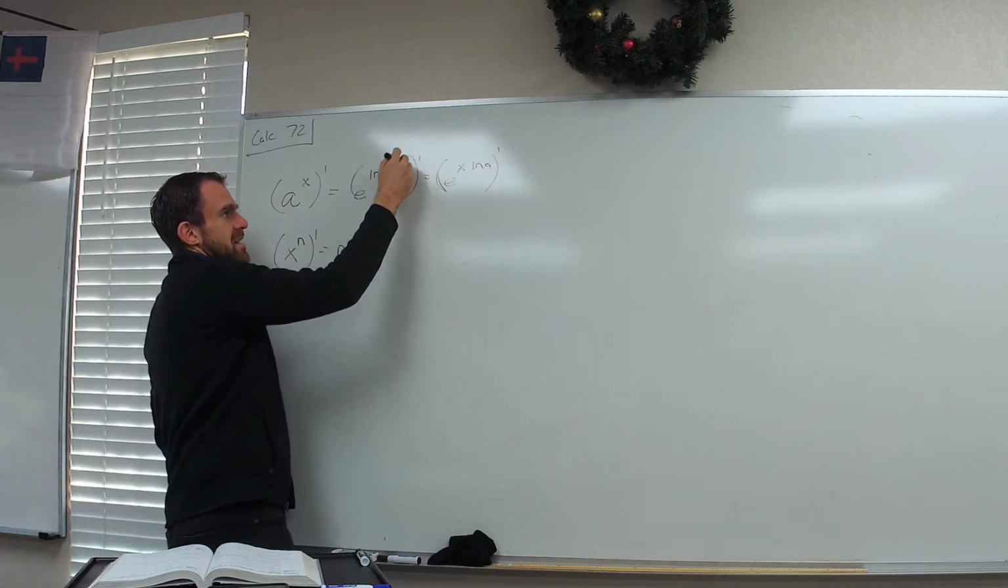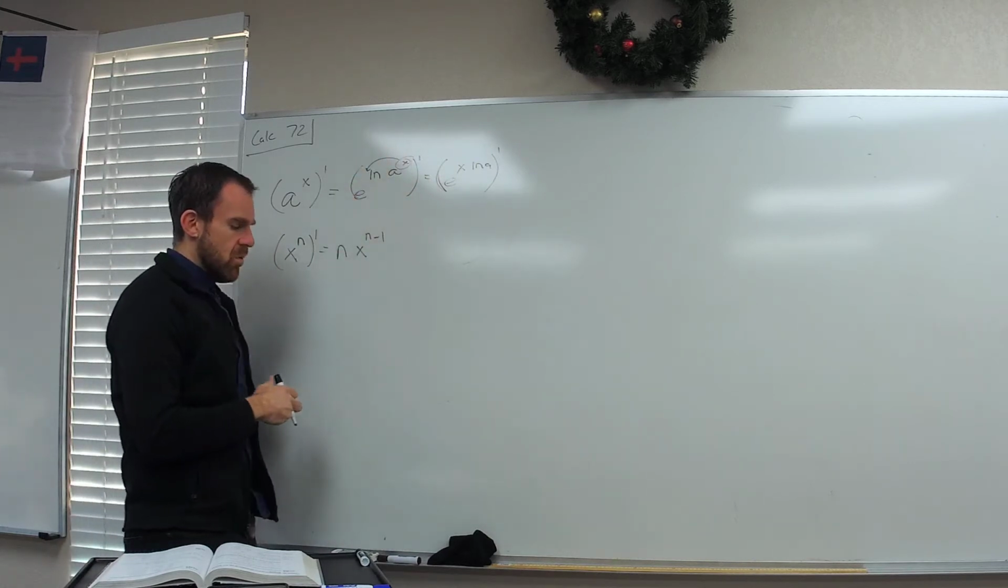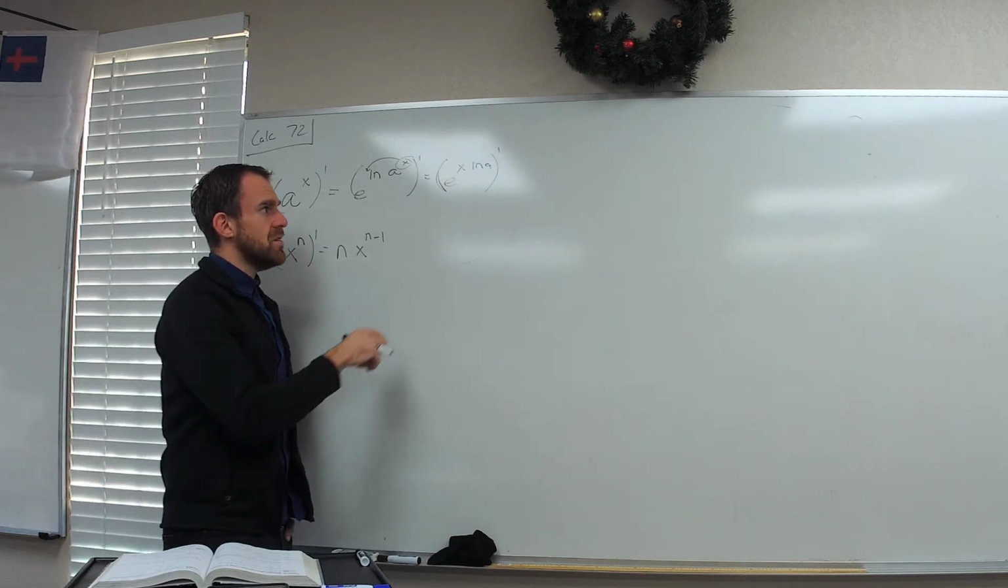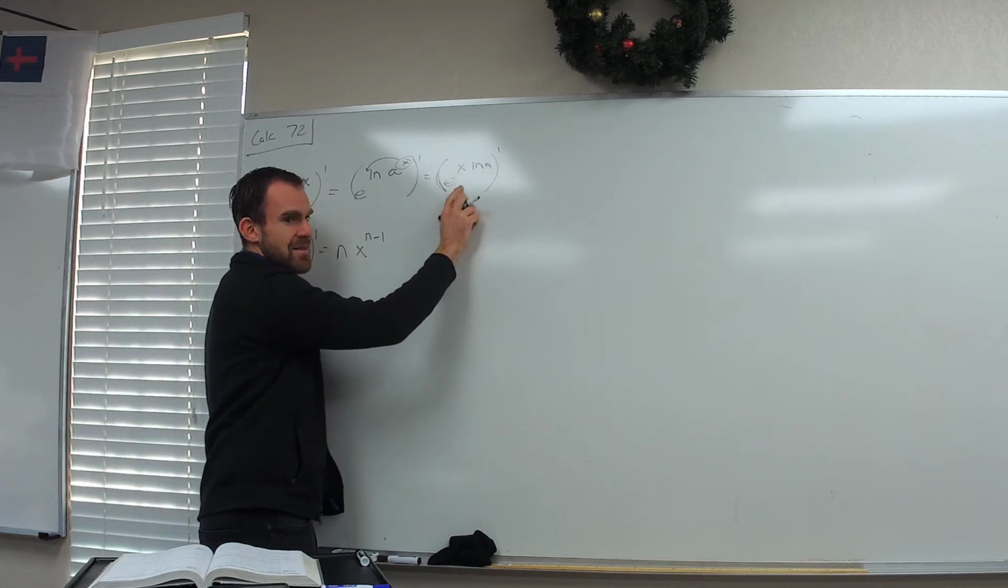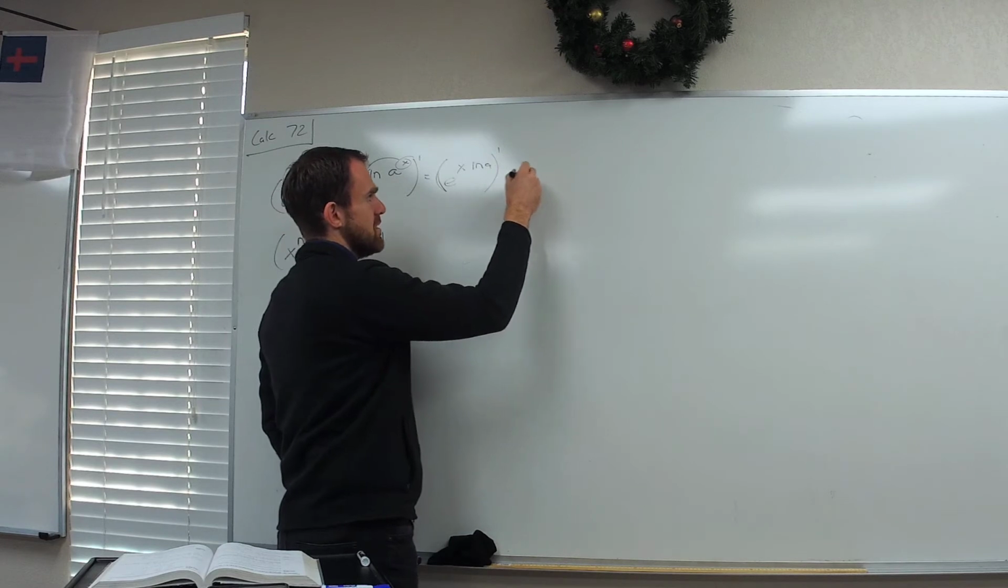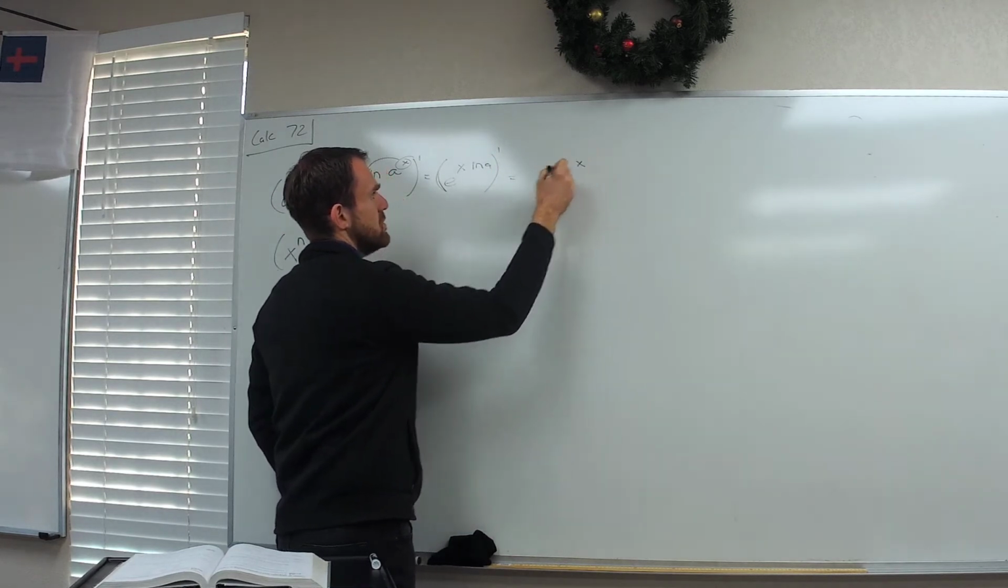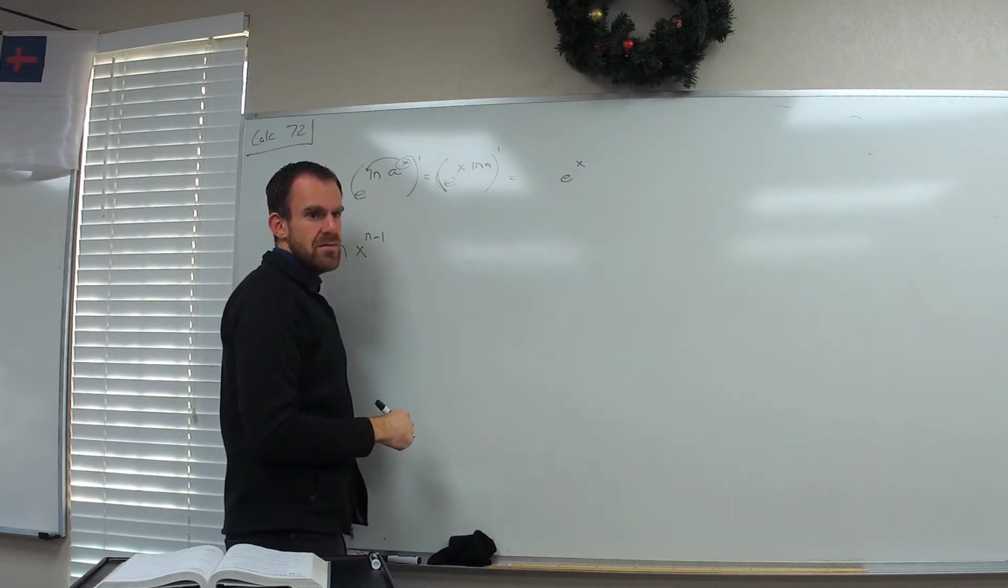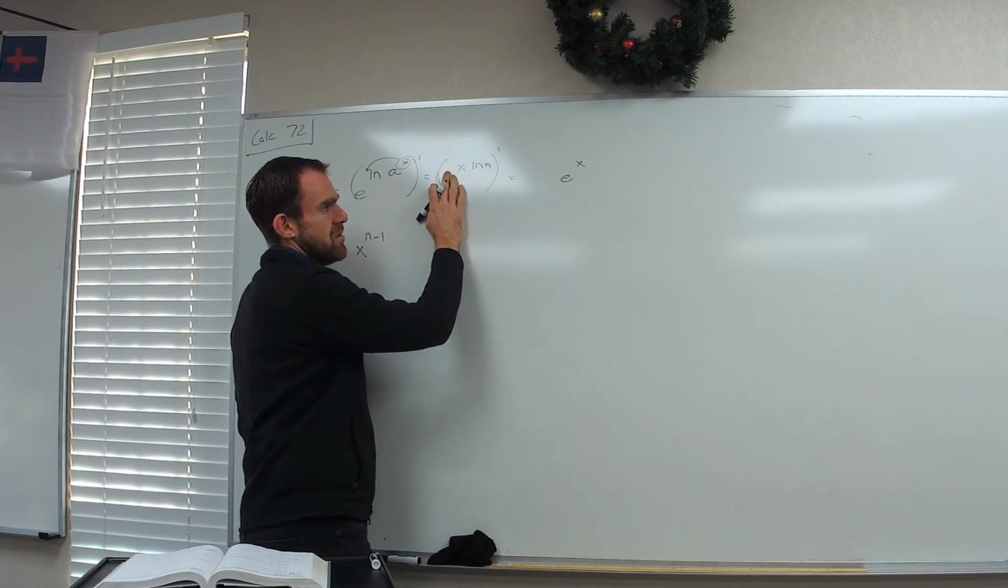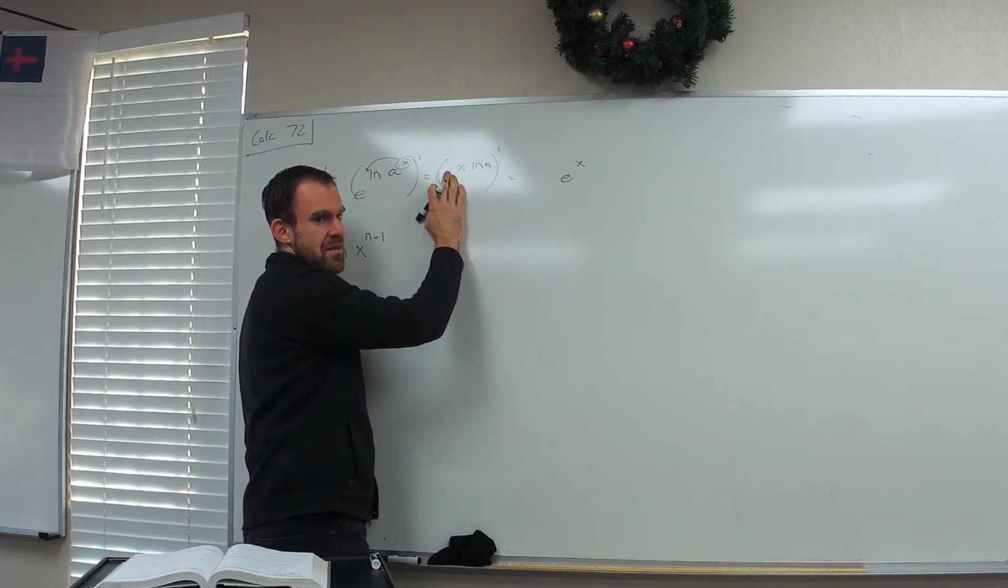Because you can bring the x down as a power. So, what does that do for you? Well, you know the derivative of e to the x, right? It's just e to the x. What's the derivative of the inside function? x ln of a.